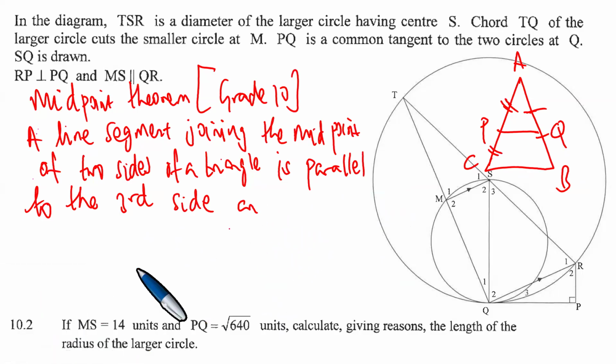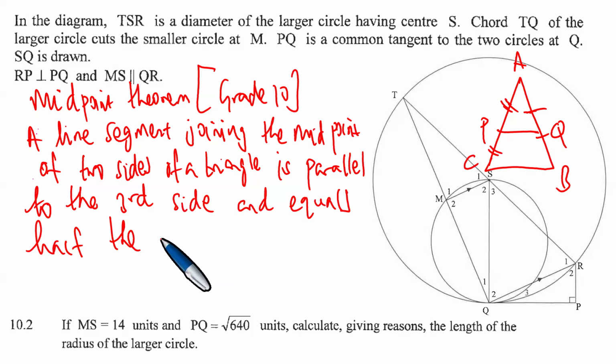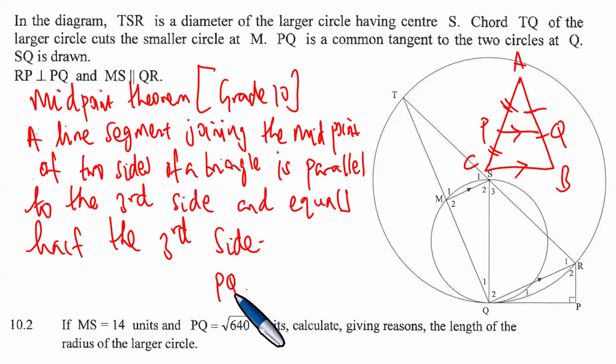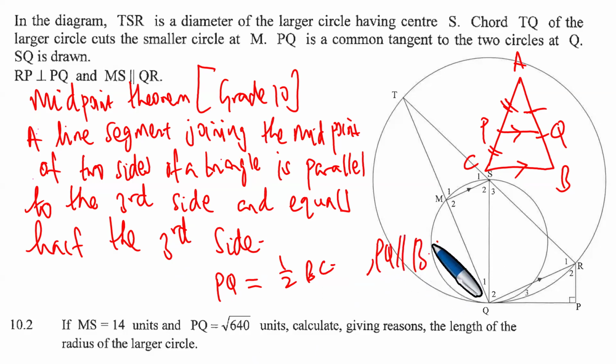Grade 10. You need to remember grade 10 work. And equals half the third side. So it is parallel to the third side and also equals half the third side. In other words, the length of PQ is half of BC, yet PQ is parallel to BC. So now the midpoint theorem is clear.